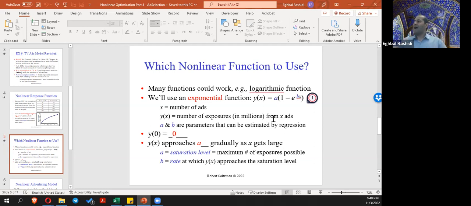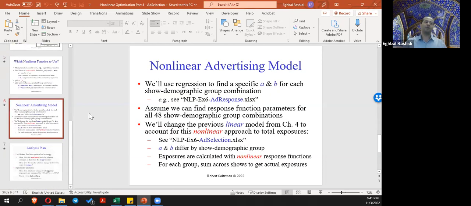And if you increase the number of ads, say go to infinity, hypothetically, so if x increases to infinity, e to the power of negative infinity approaches zero. So your exposure would approach a when you have an infinite number of ads. Okay. So a is called the saturation level, which is the maximum exposure possible. And b is just the rate at which y, or exposure, approaches the saturation level. So b is the rate, and a is the saturation. Right? Everything is clear so far. So we are trying to find a and b here for our exposure function.